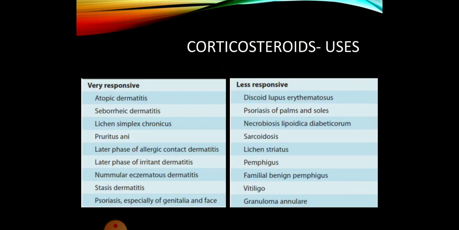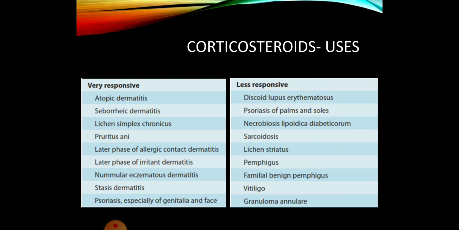These corticosteroids are extremely responsive in atopic dermatitis, seborrheic dermatitis, lichen simplex chronicus, which is basically eczema, stasis dermatitis, later phase of irritant dermatitis, psoriasis, whereas its role is a little bit debatable in DLE, where hydroxychloroquine is a better choice of drugs, sarcoidosis, lichen sclerosus, pemphigus, bullous pemphigoid, vitiligo.